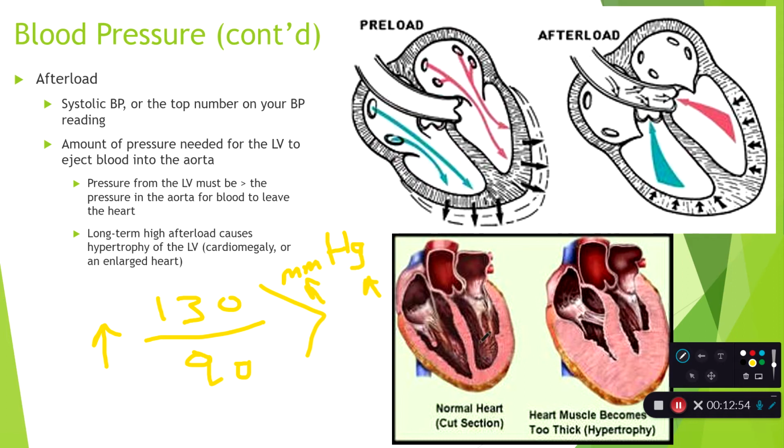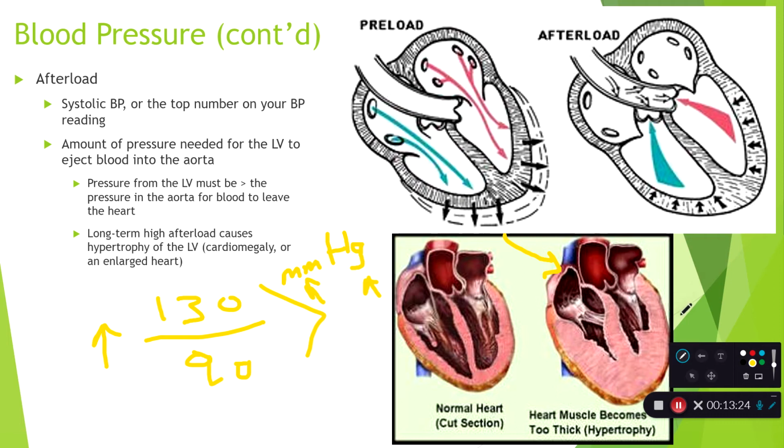Now, if that's too high, this is what happens. You get what's called hypertrophy of the heart. When you think of hypertrophy, as we discussed in Unit 2, that is when your muscles get bigger. It's really good when that happens for skeletal muscle. It's really, really bad when that happens for cardiac muscle. When it happens, the heart enlarges.